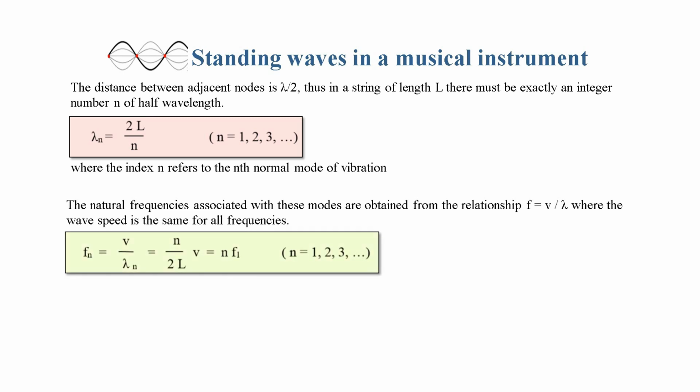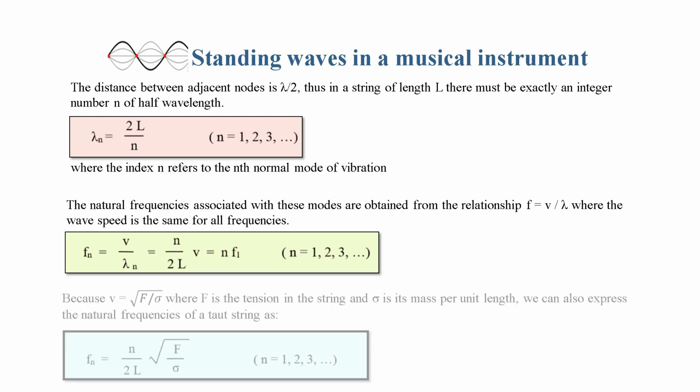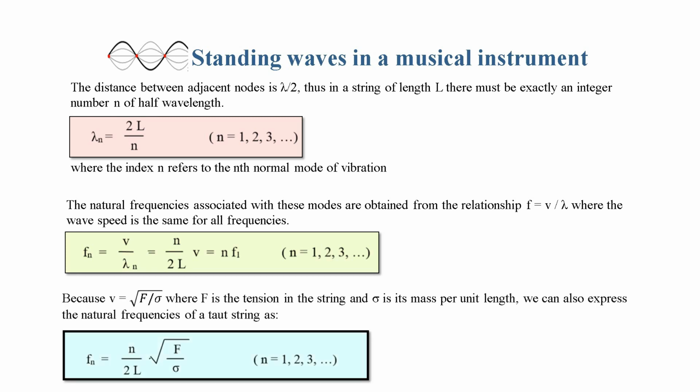The natural frequencies associated with these modes are obtained from the relationship f equals v over lambda, where the wave speed is the same for all frequencies. fn equals v over lambda equals nv over 2L equals nf1. Because v equals radical F over sigma, where F is the tension in the string and sigma is its mass per unit length, we can also express the natural frequencies of a taut string as fn equals n over 2L times radical F over sigma.